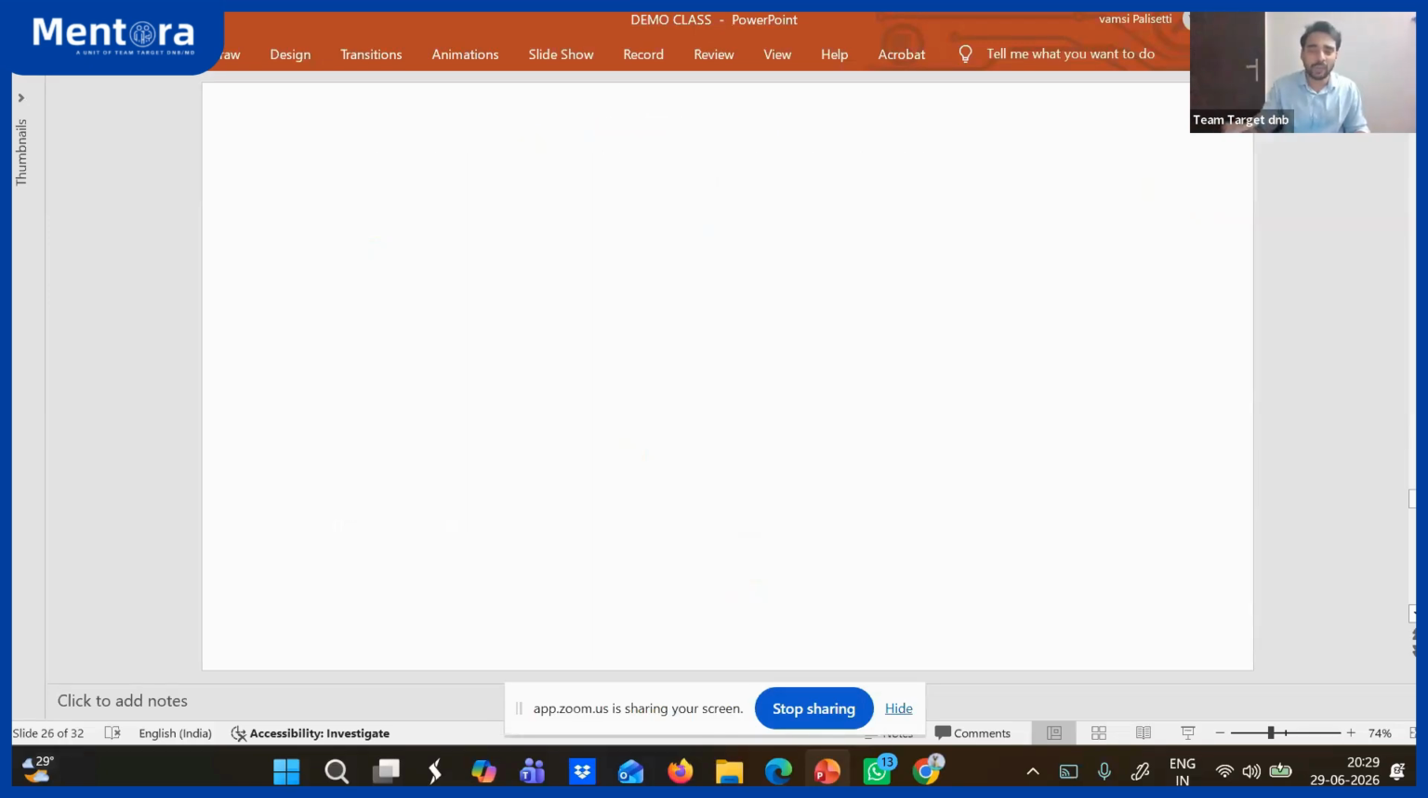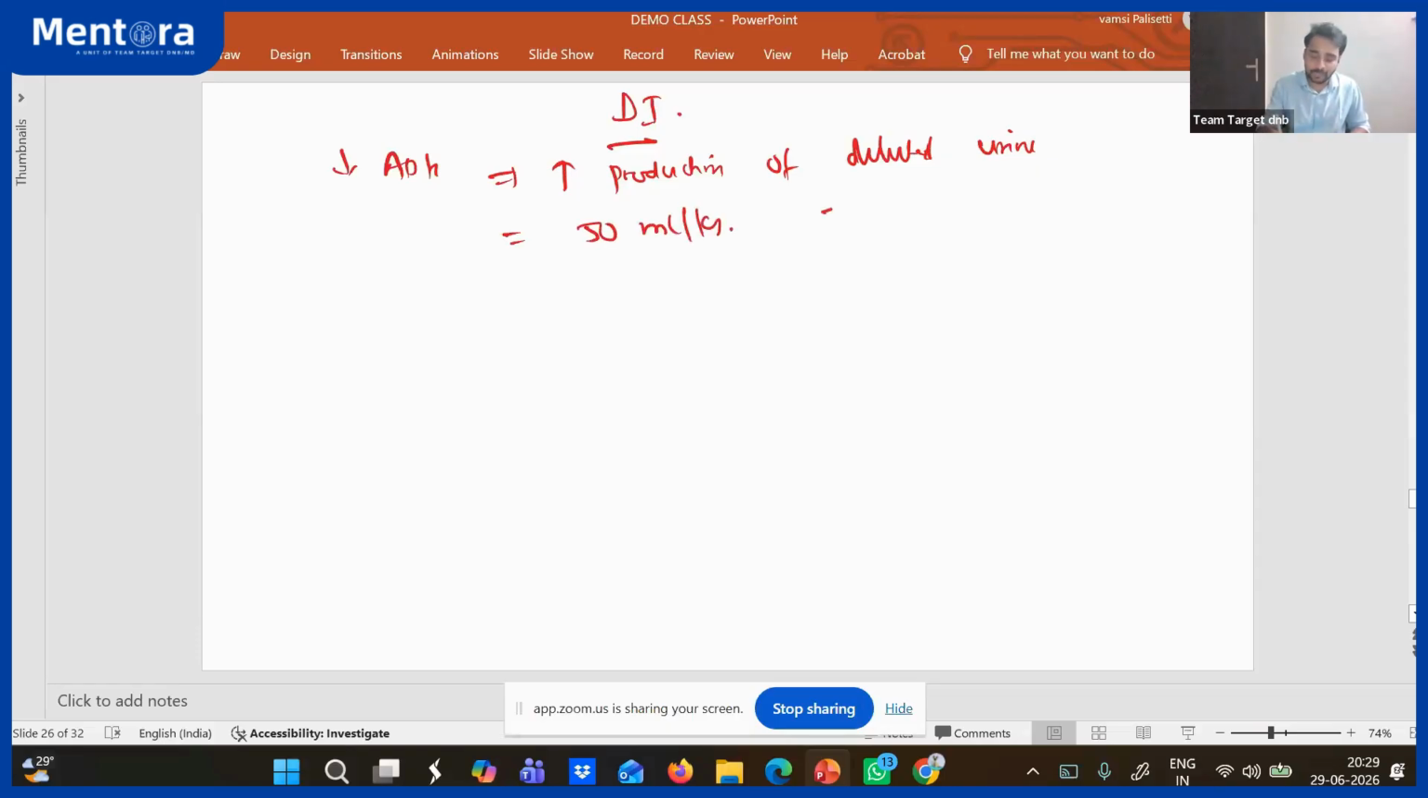Okay, so let us discuss a few points regarding diabetes insipidus. Very important here. So what is diabetes insipidus? Decreased ADH leads to increased production of diluted urine. How much urine do you count as diabetes insipidus? That is about 50 ml per kg. Very important. That means for a 60 kg man, it's always 3 liters of urine. If the patient is producing 3 liters of dilute urine, you can label him as diabetes insipidus.